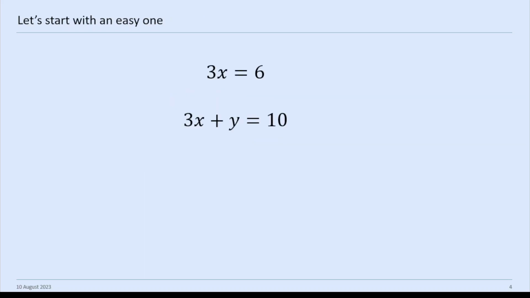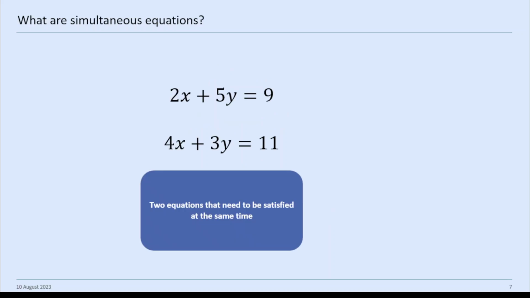So we're going to start with a slightly easier one. Let's say 3x equals 6 and 3x plus y equals 10. Well, in this case, if 3x equals 6, it's easy to work out from the top one that x equals 2 because we're going to divide both sides by 3. If we know that x equals 2, that means we can put it into the second equation, which will tell us that 3 times 2 plus y equals 10. So 6 plus y equals 10, so y equals 4. So x is 2 and y is 4. That one was pretty easy.